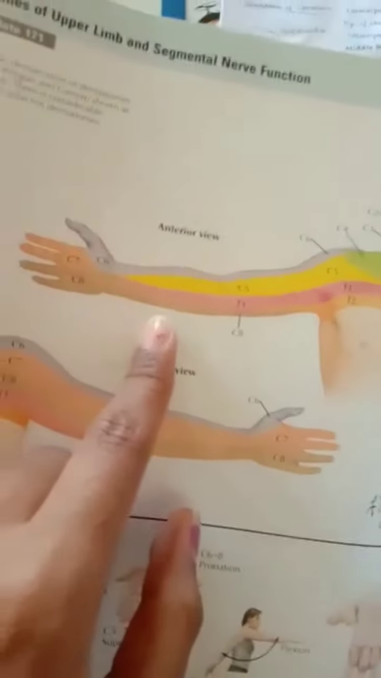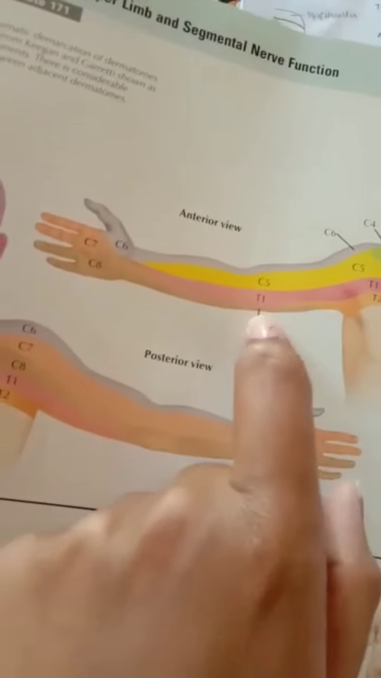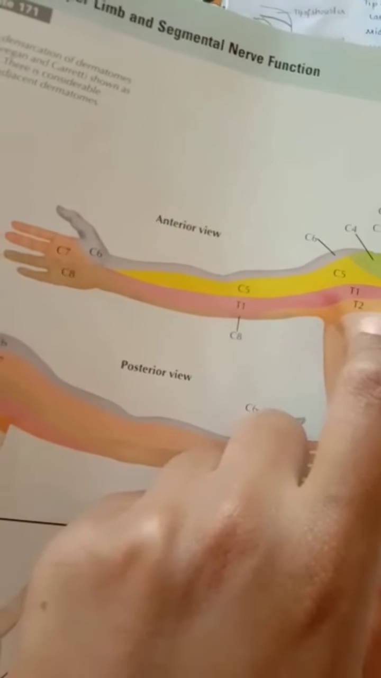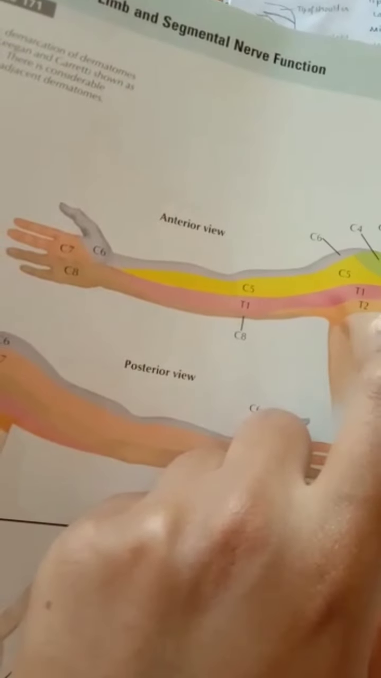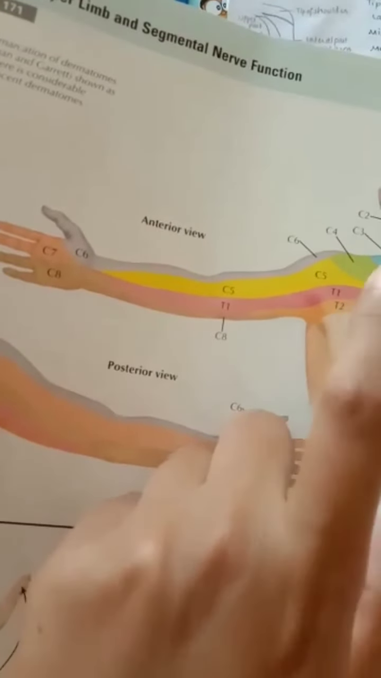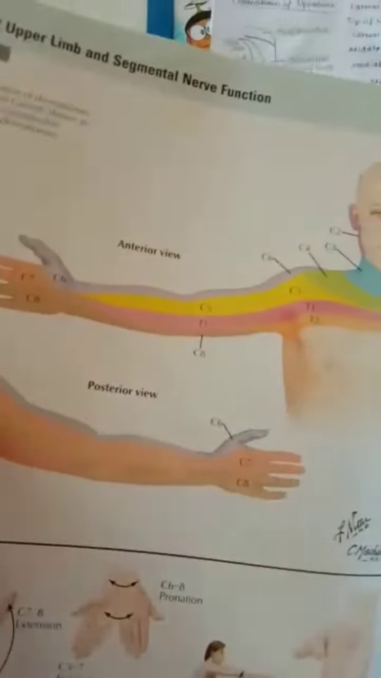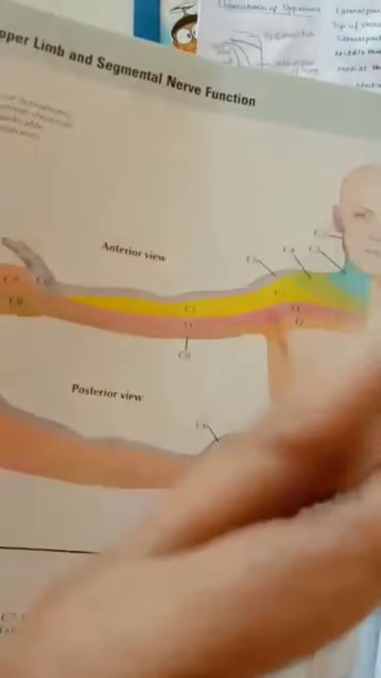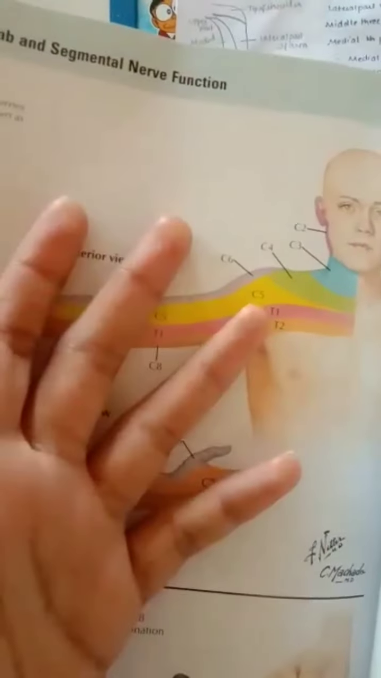And next the medial part of the arm is supplied by T1, and the upper part is supplied by T2, so upper part medial side. This is also supplied by the intercostobrachial nerve. So this one we can remember in order like C4, C5, C6, C7, C8, T1 and T2, from lateral side to the medial side. So we can remember it like this. These are the dermatomes of upper limb.